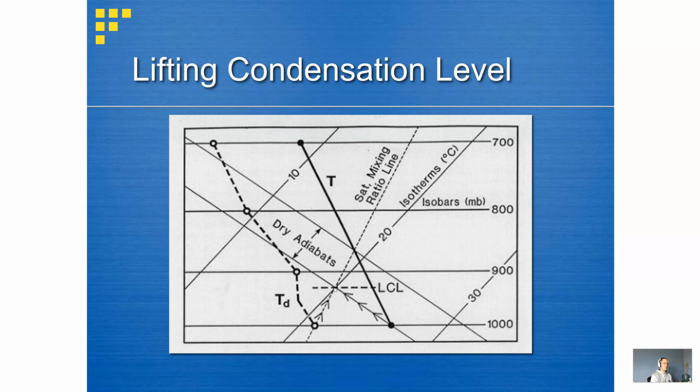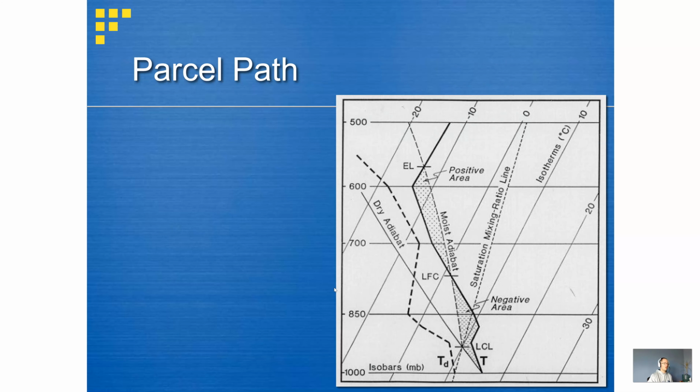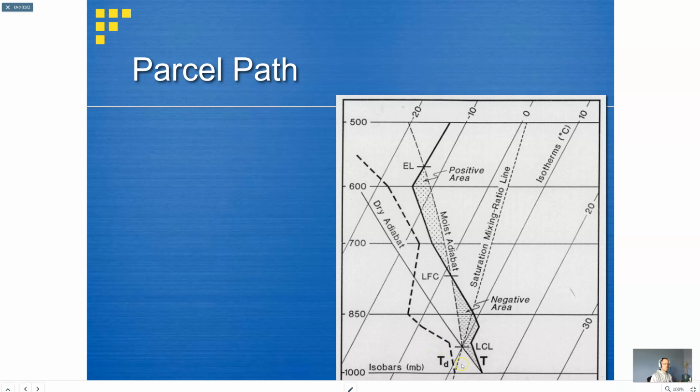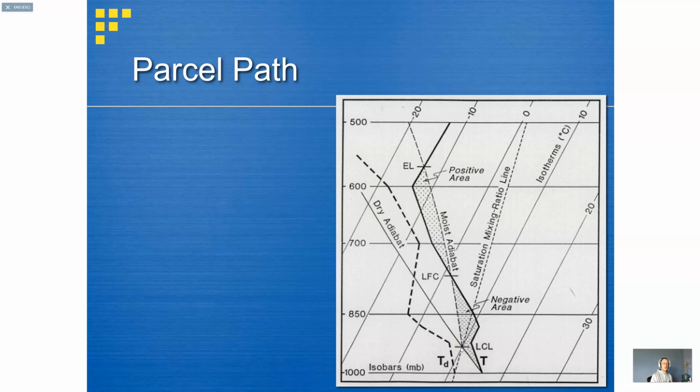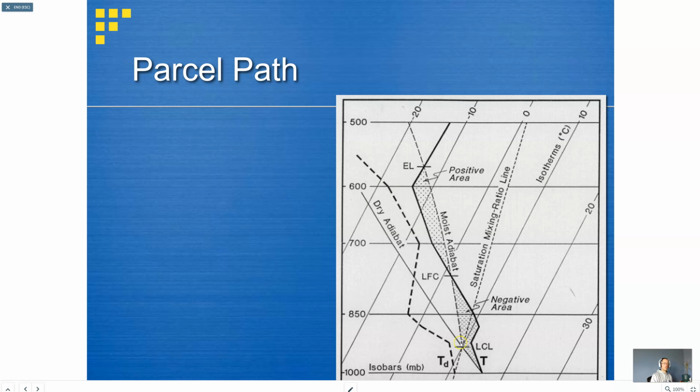As I said already, this is the first step in order to draw our parcel path. This is a larger diagram, looking at a greater depth of the atmosphere, and you can see towards the bottom of this image we've already sketched out our lifted condensation level. At this point, we change the way in which our parcel is going to rise. Until we hit the LCL, it's cooling at a rate of 9.8 degrees Celsius per kilometer, the dry adiabatic lapse rate. However, moving upward from this point, we're going to shift to the moist adiabat line.